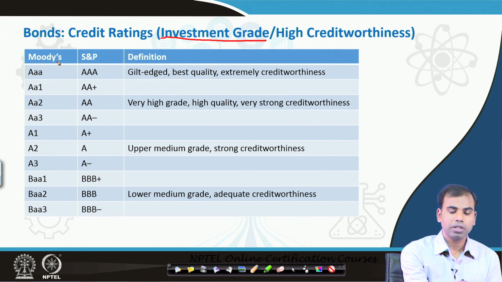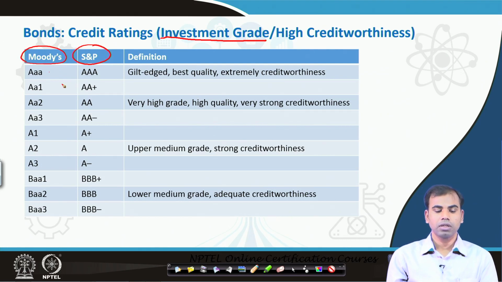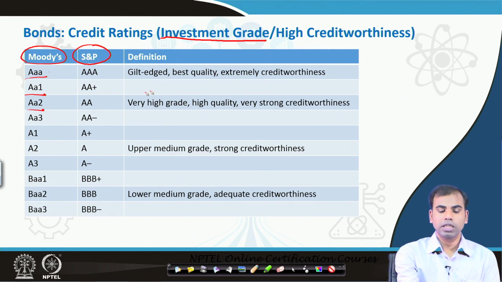There are two agencies which provide credit rating, Moody's and S&P. Moody's provides certain credit ratings to investment instruments in terms of AAA, AA1, AA2 and so on, and the associated characteristics.